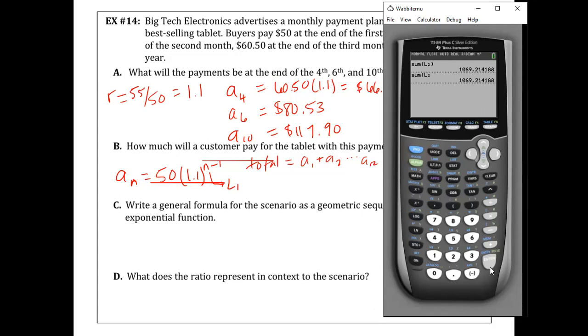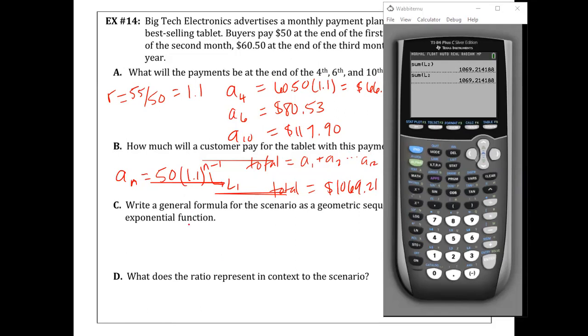So how much was this device? It probably was an iPad. Let's just be honest. And 21 cents is what they paid ultimately for their device. Does that make sense? Yeah.